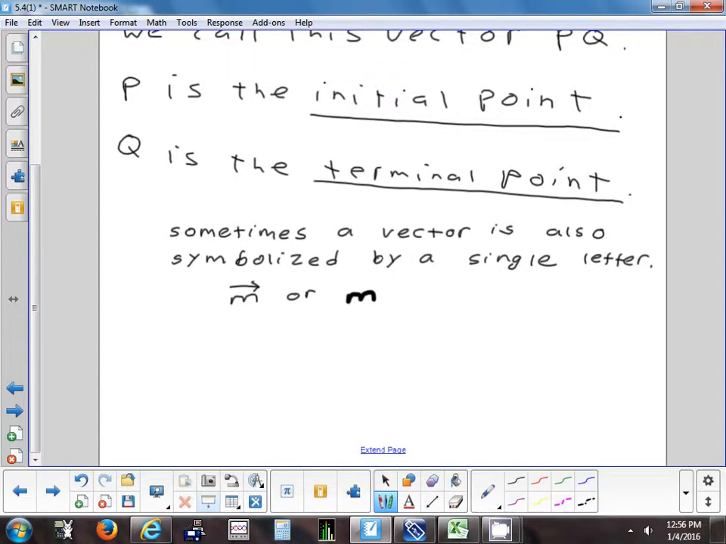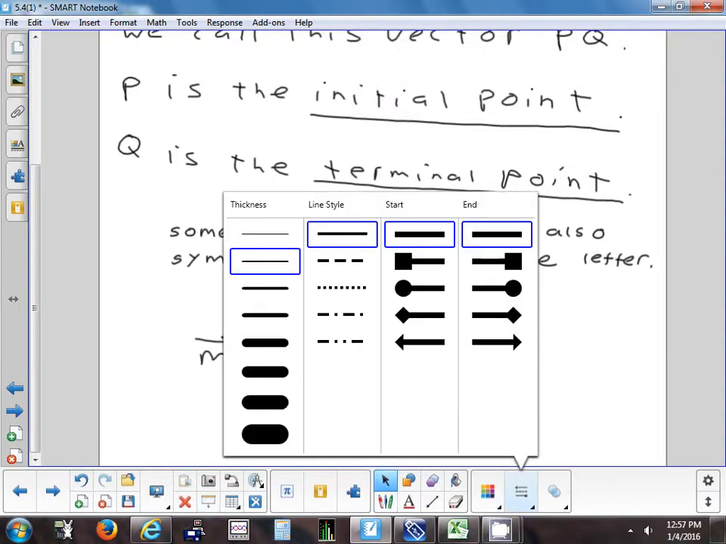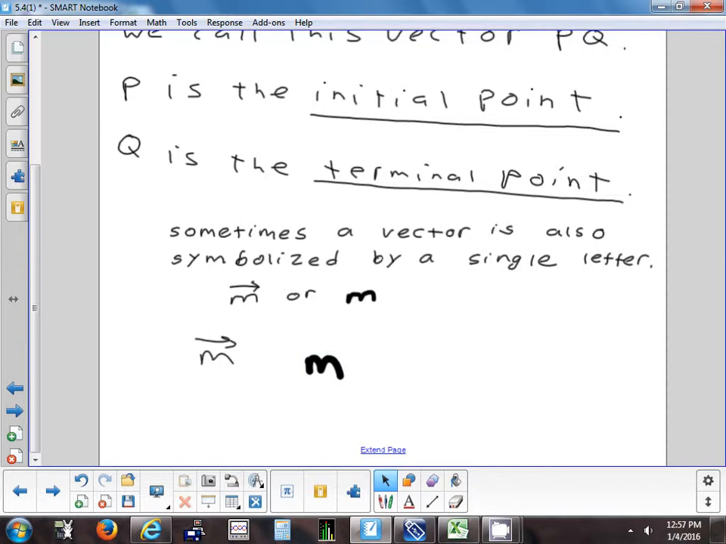Just for purposes on the smartboard, I'm probably going to do it the first way because that's quicker than going like this and then trying to make it bold. So any questions on the 2 ways we can write a vector with a single letter? All right.